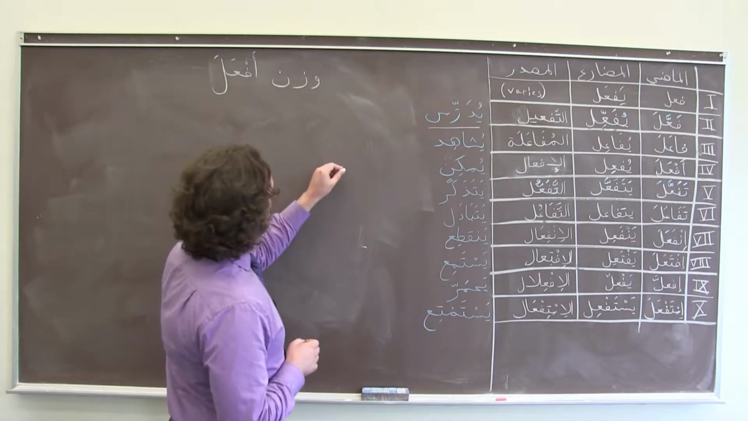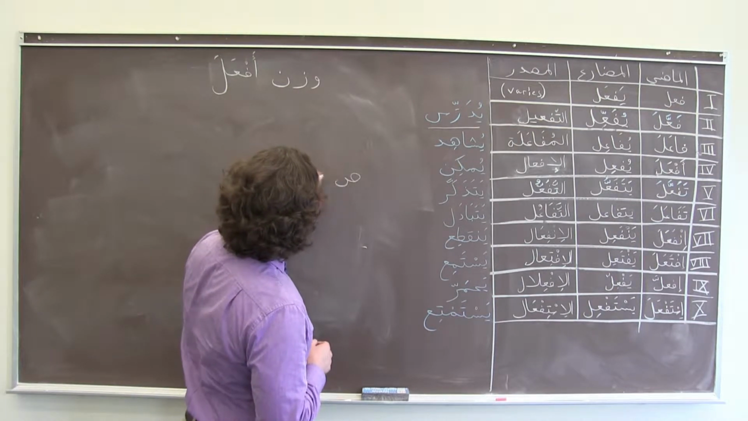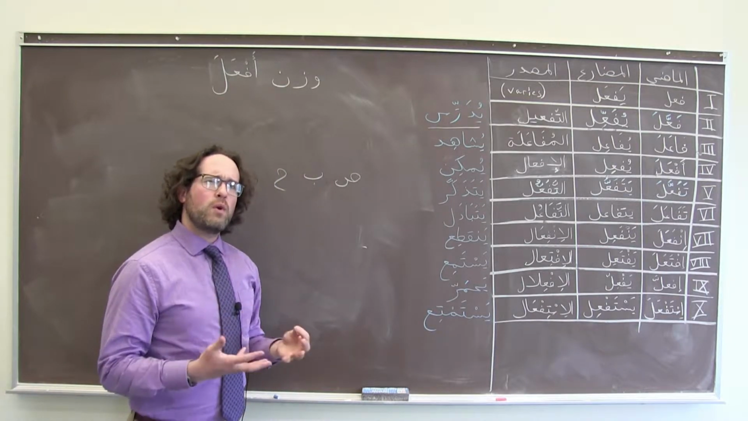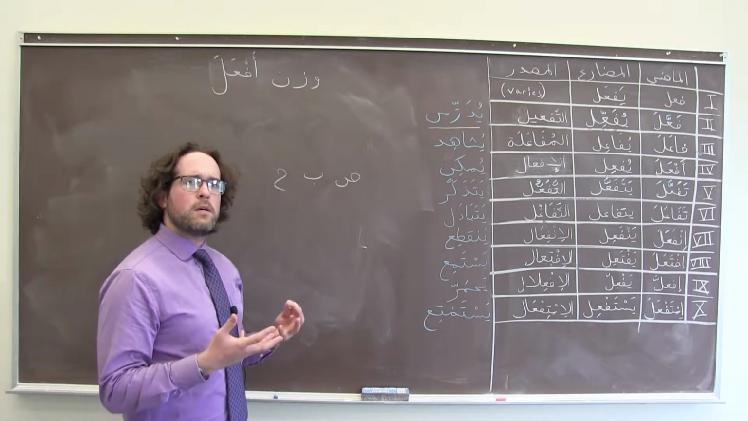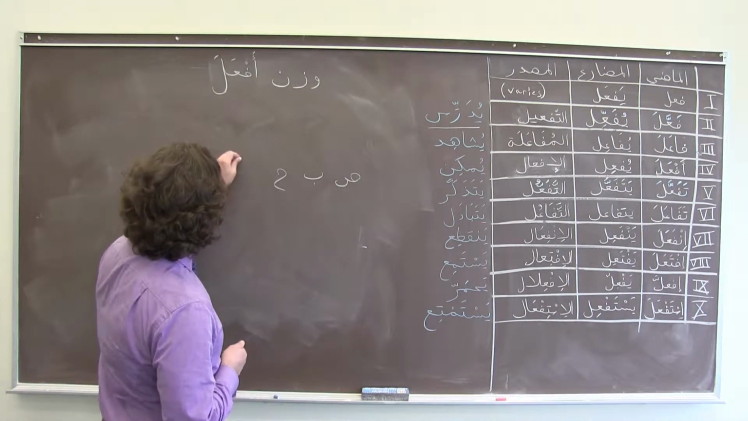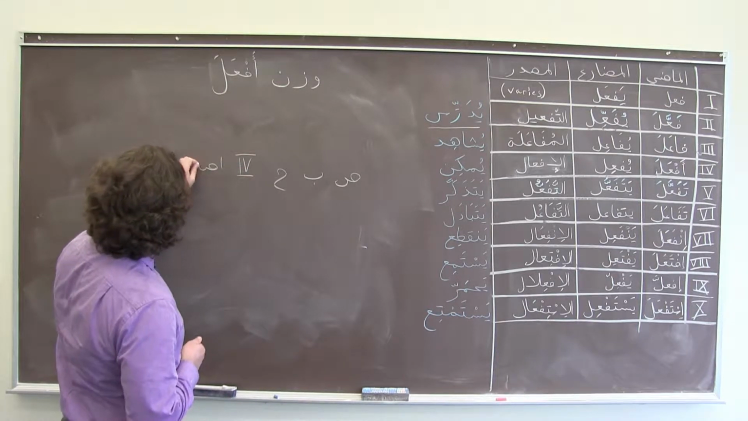So the judr sad, ba, ha, which has to do with mornings, actually turns into a verb for becoming. A very normal verb for become is a form 4 verb. Asbaha in the past tense.